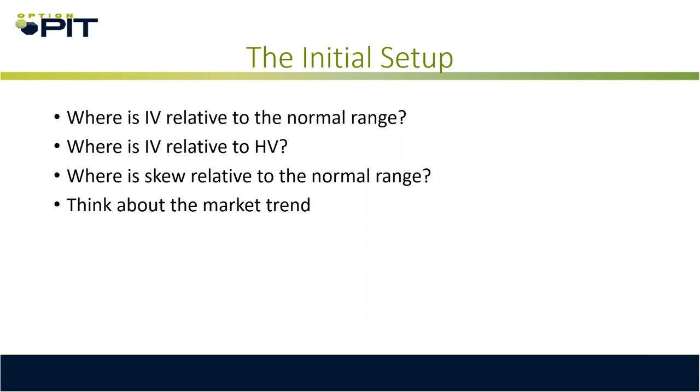If you're seeing something where implied vol is in the 20s and historical vol is in the teens, then you may not be able to do your normal trading setup, where you tend to be a long premium trader. The next one is, where is the skew relative to the normal range? This is very important in commodities. If the call skew is very high, that tells you a lot of things.